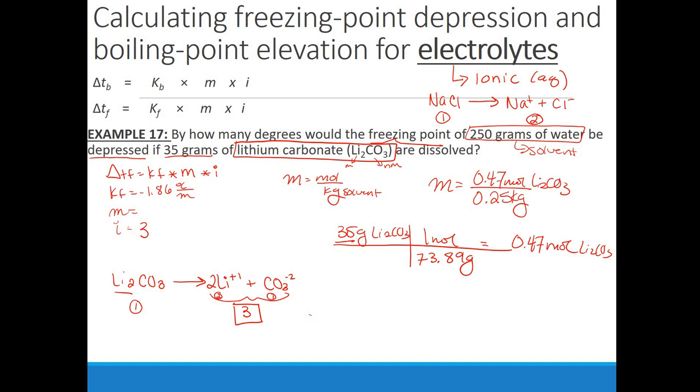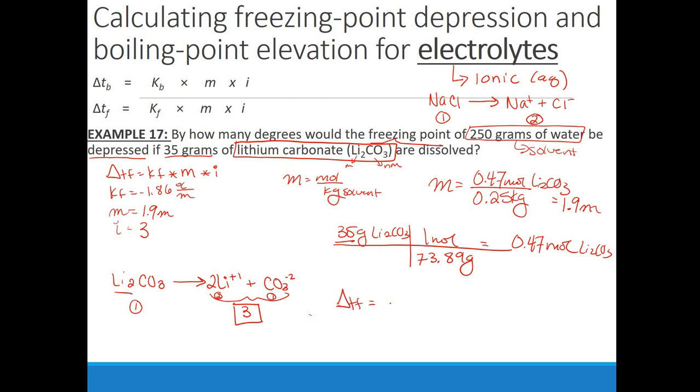Then we just calculate our molality, which we're going to round to 2 sig figs. So this would be 1.9 m. So I'm going to plug this into 1.9 m. Compared to the video we saw yesterday, we should see a greater change here because we're adding an ionic compound, so we're getting more ions per molecule. So we're going to plug everything in now because we have all our variables.